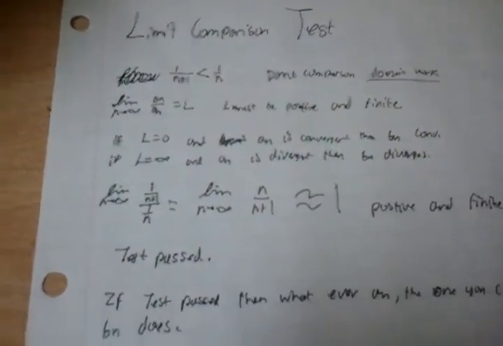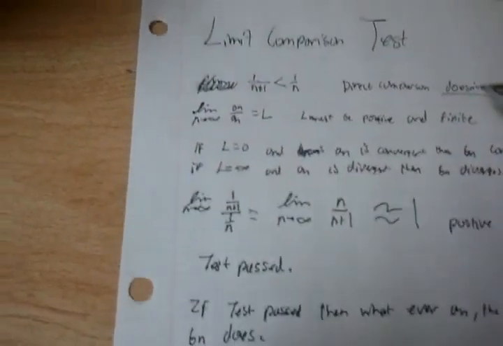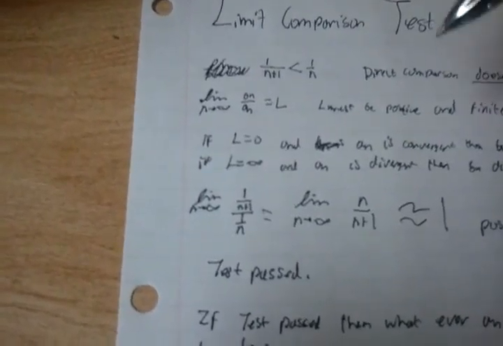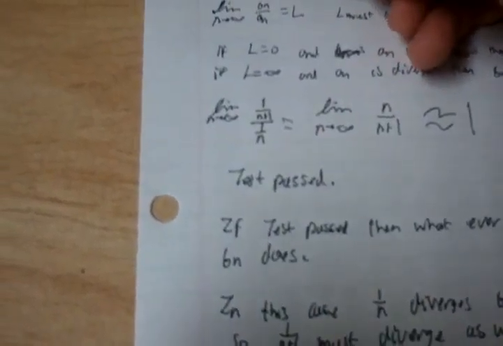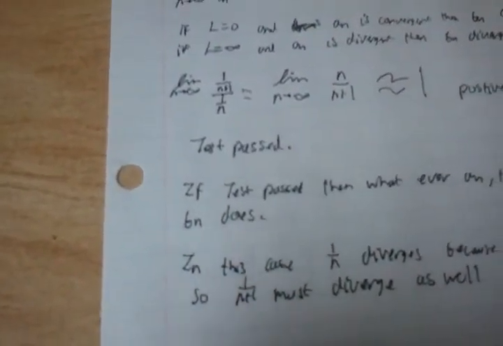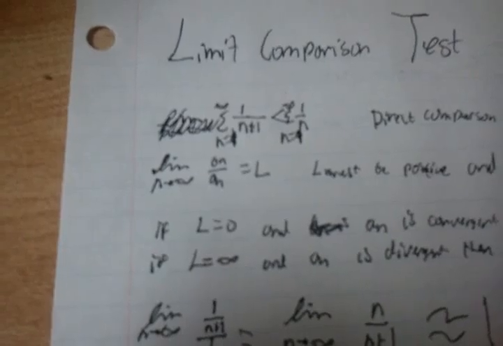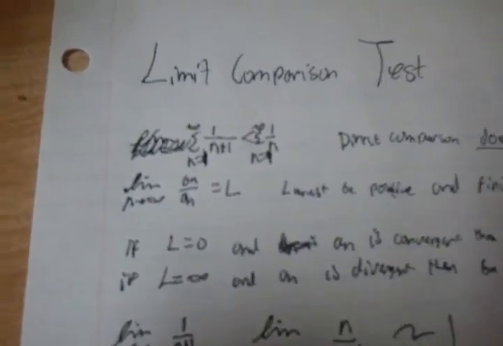And so this limit comparison test can be used on a series like the series of 1 over n plus 1, in comparison to the series of 1 over n. It can be used in that way to find convergence without necessarily having to use the direct comparison test.